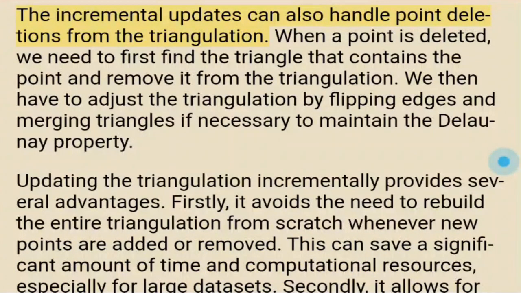The incremental updates can also handle point deletions from the triangulation. When a point is deleted, we need to first find the triangle that contains the point and remove it from the triangulation. We then have to adjust the triangulation by flipping edges and merging triangles if necessary to maintain the Delaunay property. Updating the triangulation incrementally provides several advantages.